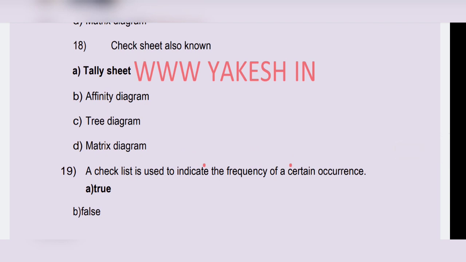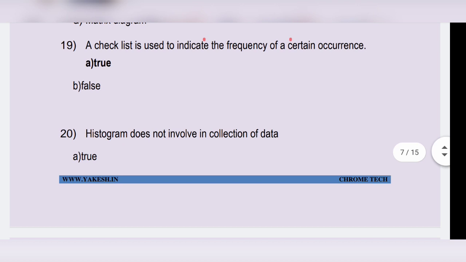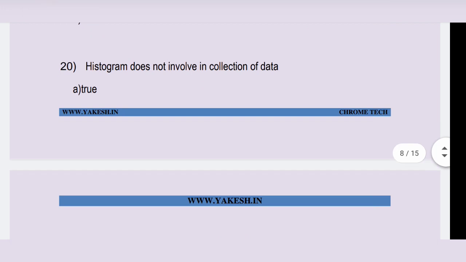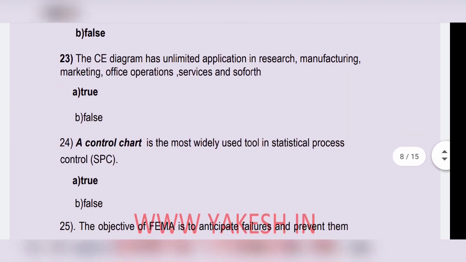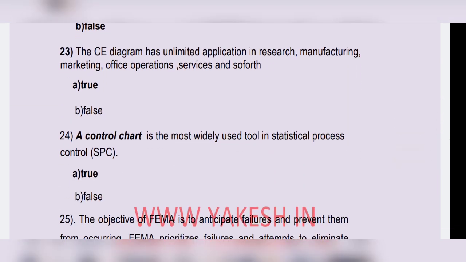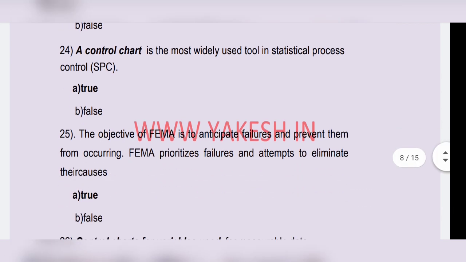Check sheet, also called tally sheet. Option A is the correct answer. A check sheet is used to indicate the frequency of certain occurrences. Option A, true. Histogram does not involve collection of data. Option B, false. The CE diagram has unlimited application in research, manufacturing, marketing, office operation, service. Option A, true.